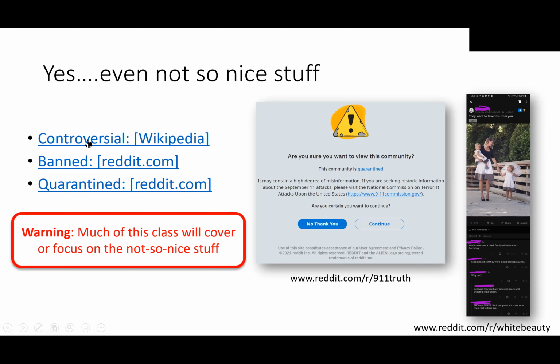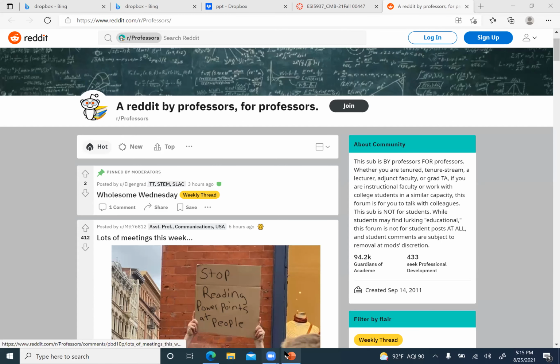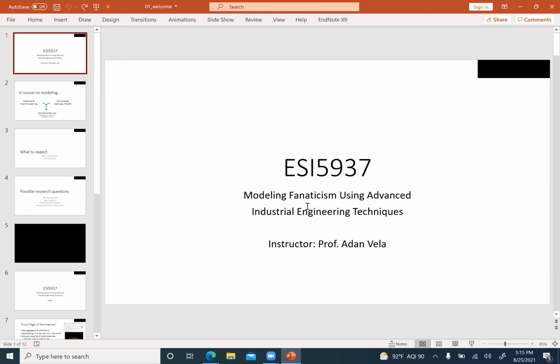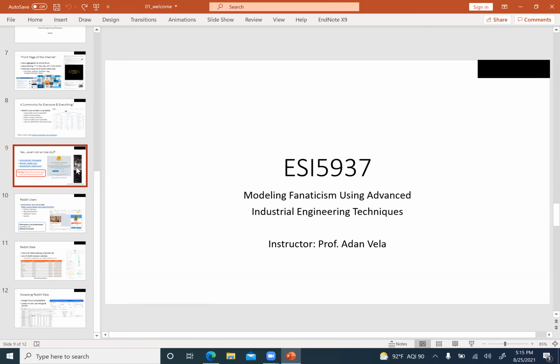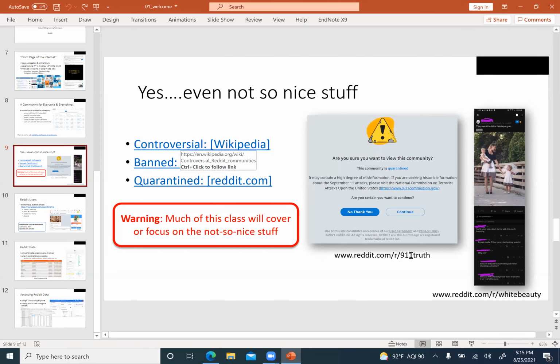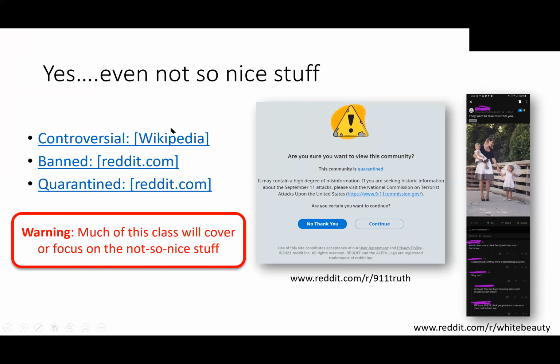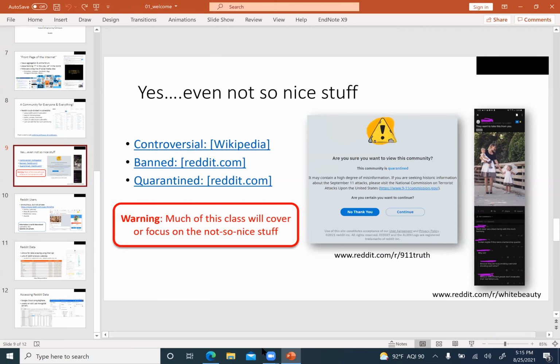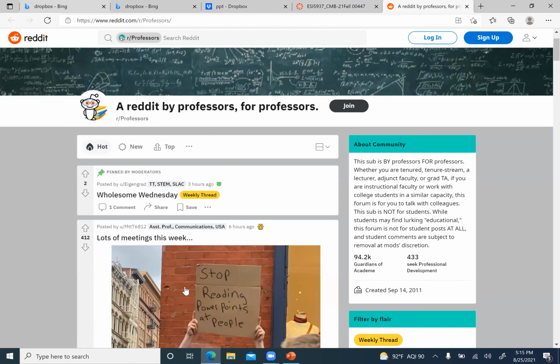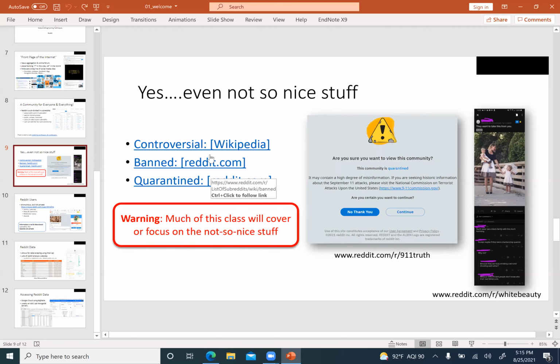Let me see if we can get some of these links to load up. Oops, what the... It's not loading. Oh, control click to follow. Let's see if we can do that. Okay. There we go. All right.